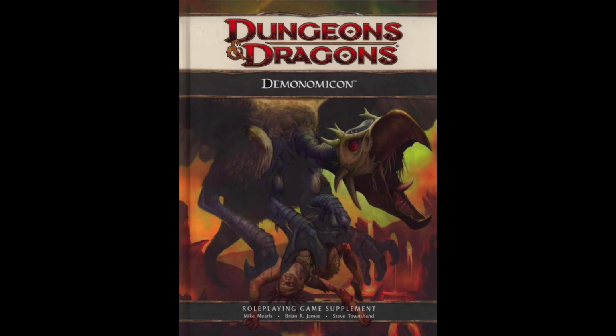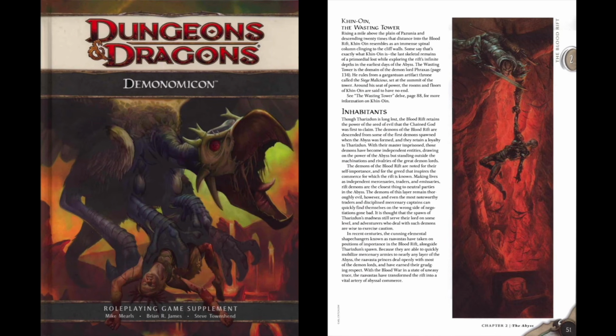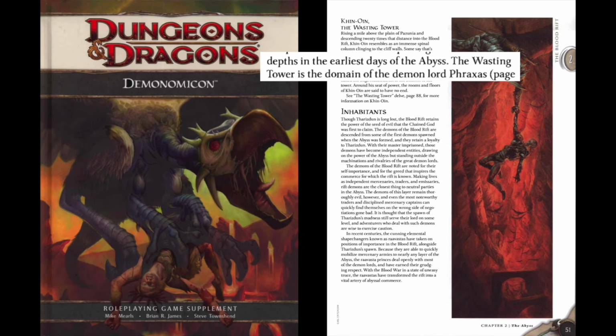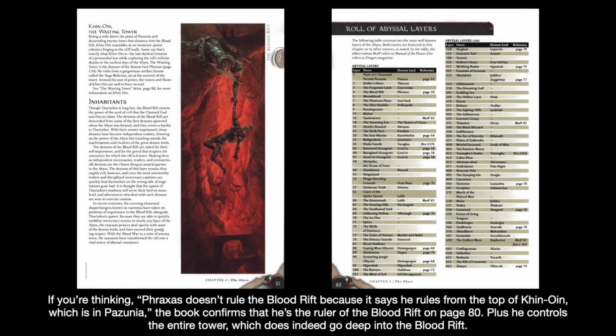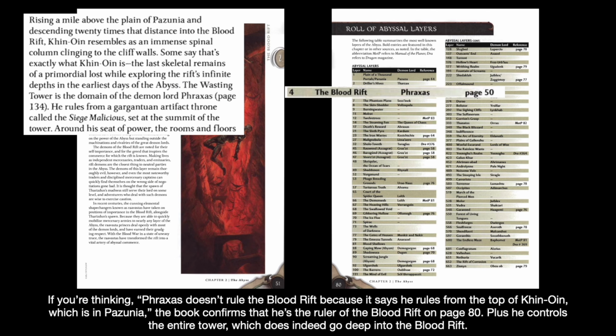Unfortunately for 4th edition's consistency and my sanity, the Blood Rift does have a demon lord, and these two contradictory details are just one page apart. How the hell did that make it to print? Well, ignoring that, the demon lord is Phraxus the Decayed, Lord of Misery.